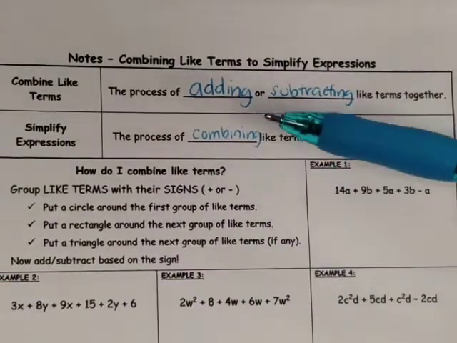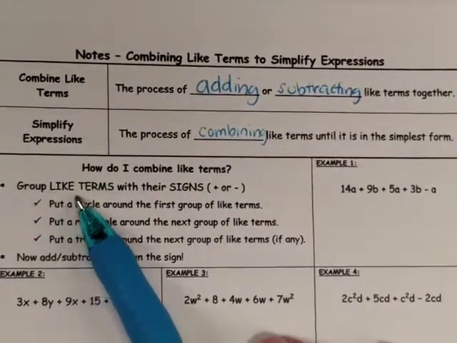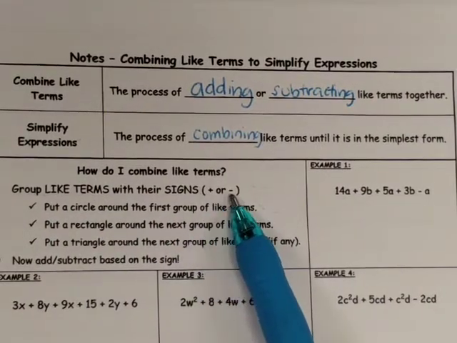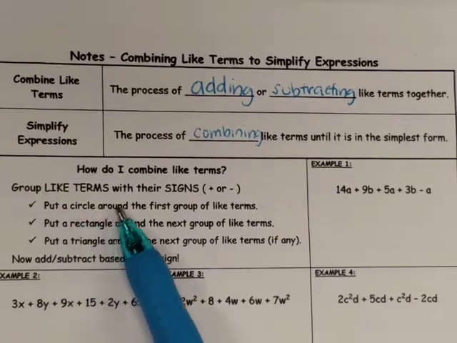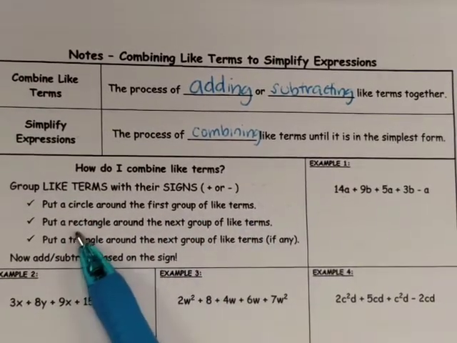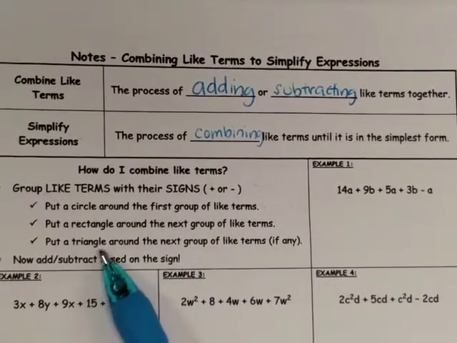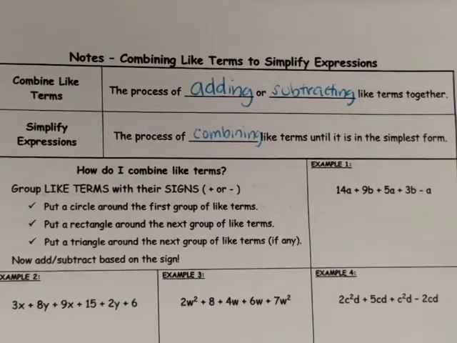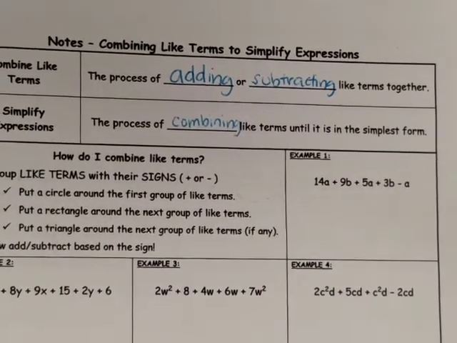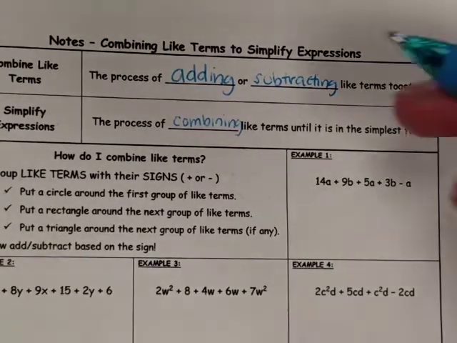So here are some steps to remember. I can group like terms with their signs, plus or minus, so make sure you look at the sign that's in front of it. Put a circle around the first group of like terms, put a rectangle around the next group, put a triangle around the next group, if any, and then you just add and subtract. If you don't like to do circles and triangles and stuff, you can just underline.